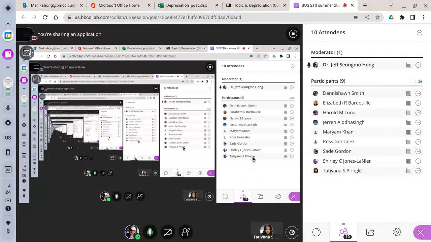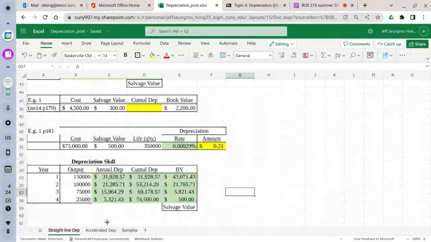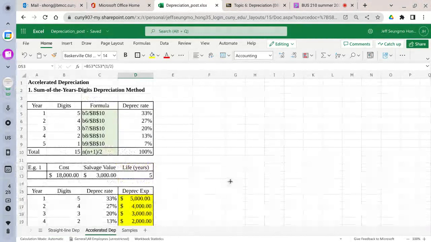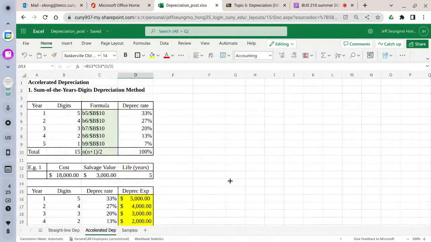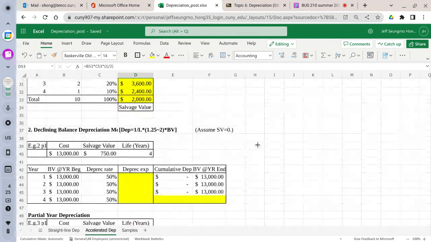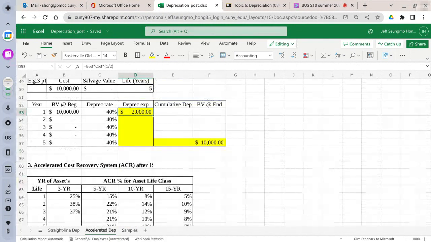All right, we're back. And so we are now moving on to the accelerated depreciation. Okay. So the next worksheet is on accelerated depreciation. There are largely two techniques or two methods. One is the sum of the digits method, and the other one is declining balance method. Okay.